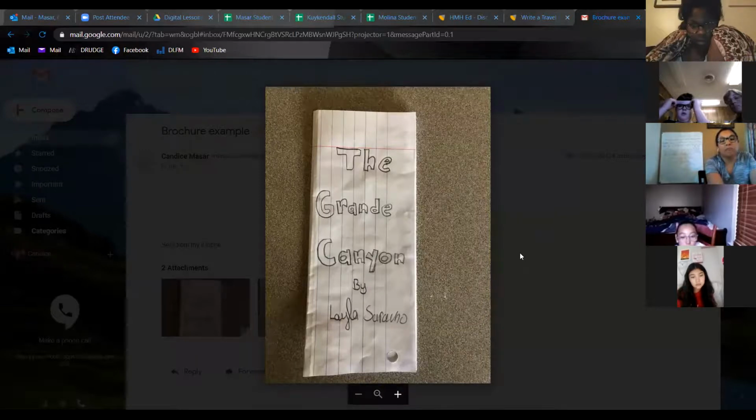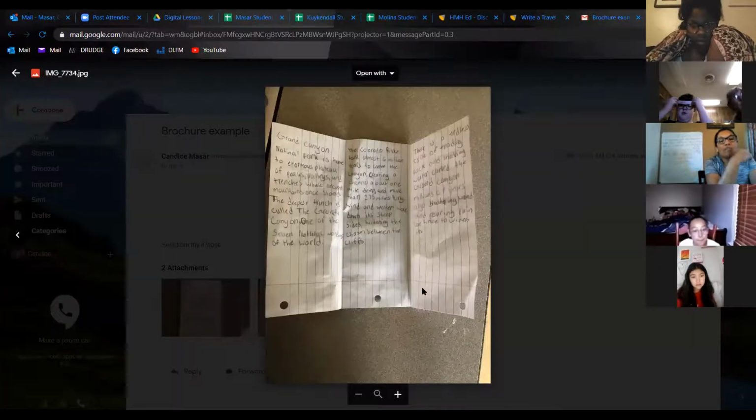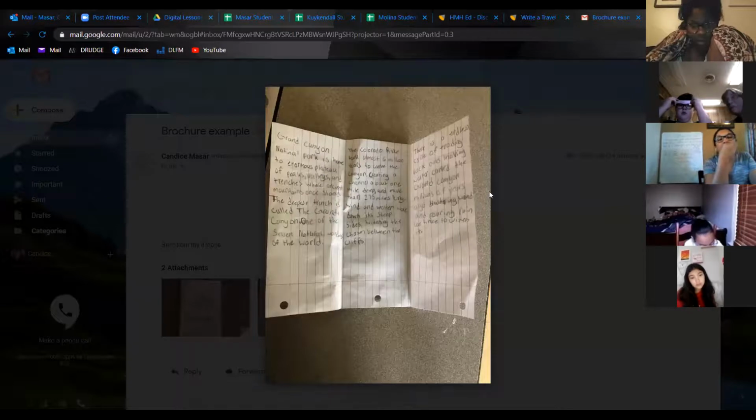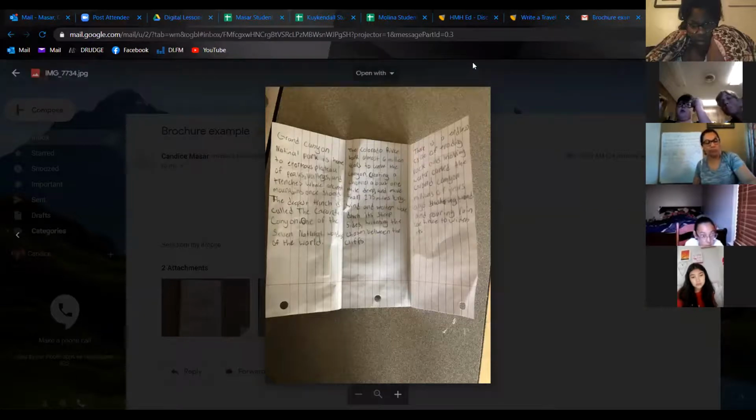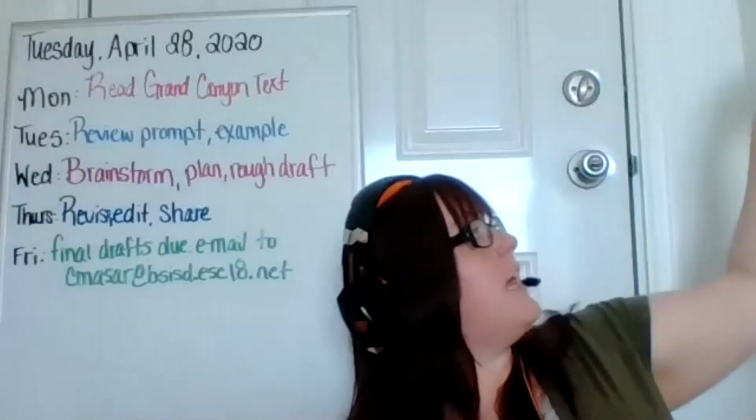And then she also did the inside. So she has some text here, she has some text here, and she has some text here. That's one way that you can choose to do this assignment. You could take pictures of it and email those pictures to me. You could also do like what I did.